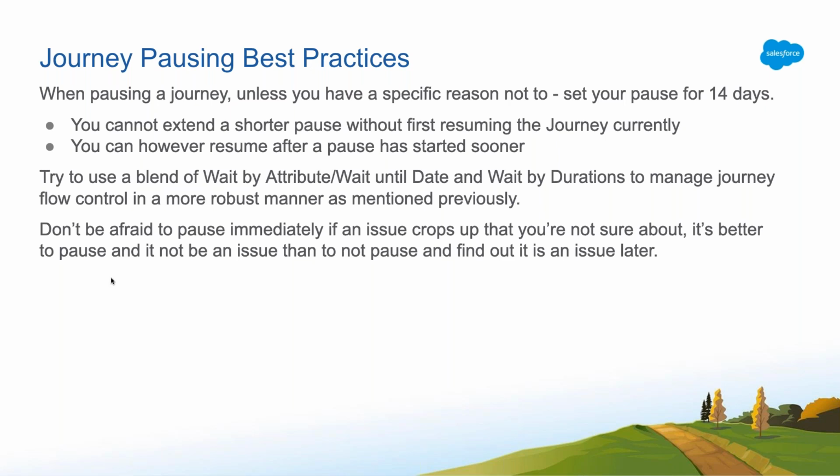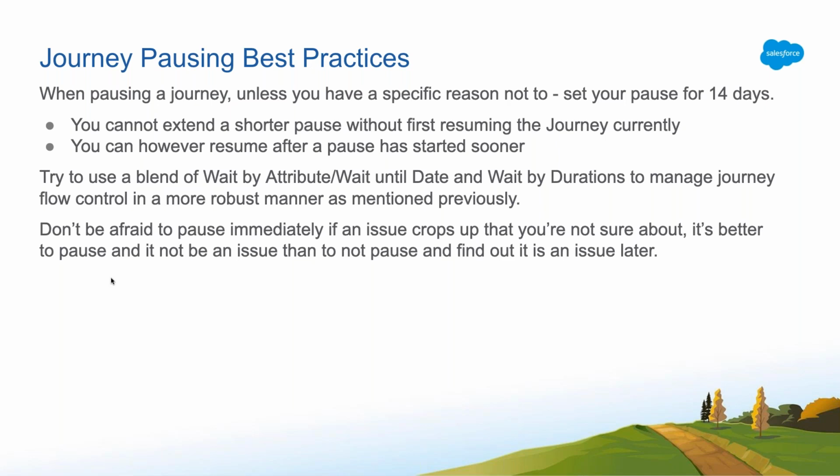Whereas if you have a pause for 14 days, you can go in and resume it before that 14 days has elapsed. And try to use, as mentioned before, a blend of the wait by attribute, wait until date and wait by durations to make sure that the flow control is a bit more robust, rather than exposing yourself to anything that is entirely dynamic based on dates that could get thrown out of the window because you've paused a journey for 10 days.